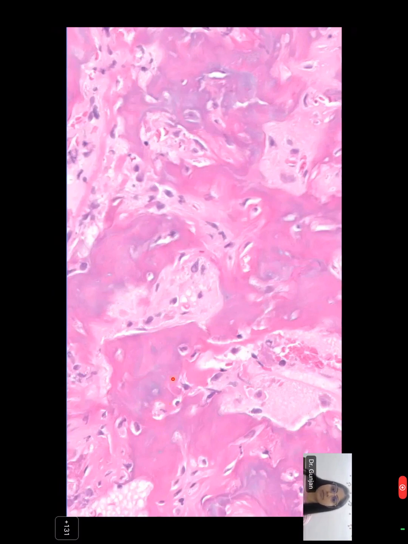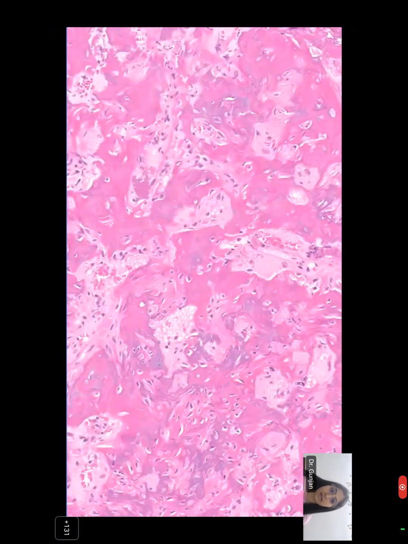In this, I was able to see the haphazard arrangement, the anastomosis between the trabeculae in a haphazard manner of the woven bone, basically these ones. It's woven bone again because it's very cellular and there's no lamellar architecture, right? I could see a very focal osteoblastic rimming. I could not see the proper osteoblastic rimming around these trabeculae.